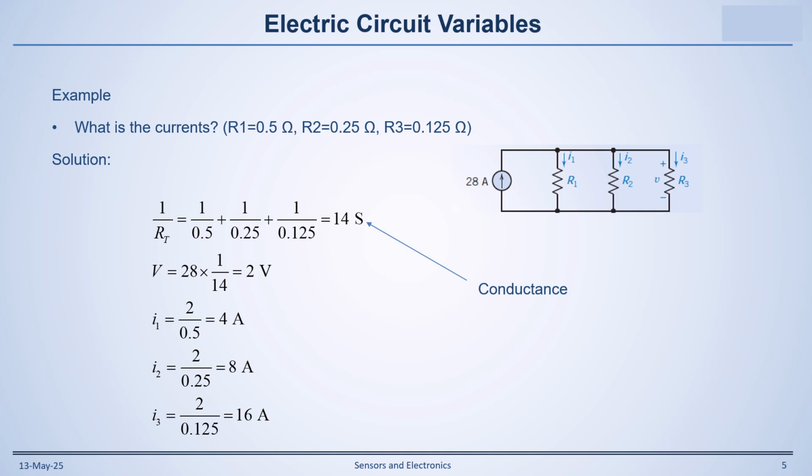current source. So if we calculate the total, what we can see is 14 Siemens. Siemens is the inverse of the ohm, so easily we can find the current and voltage for each resistor based on these equations.